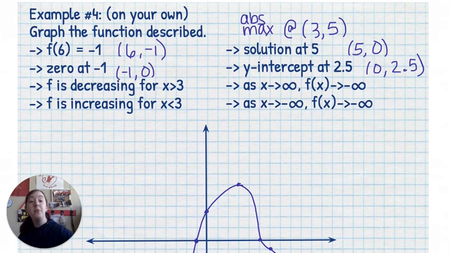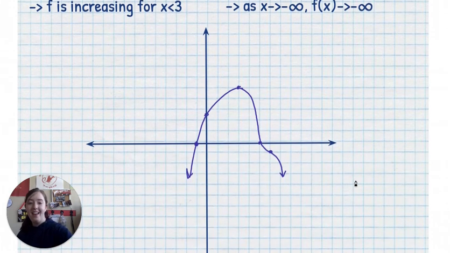Okay, so on this one, we should have passed through 3, 5, 6, -1, -1, 0, 5, 0, and 0, 2.5. And our graph should look something like this.